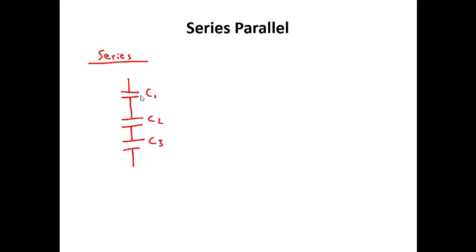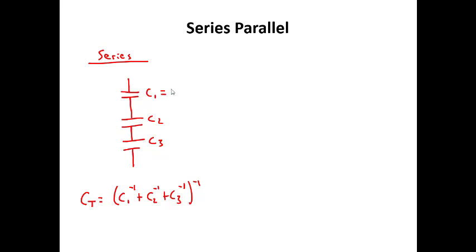When we have capacitors in series, they're going to add like resistors in parallel. So the total capacitance is going to be C1 to the negative 1 plus C2 to the negative 1 plus C3 to the negative 1, all to the negative 1 power. So capacitors in series add like resistors in parallel. And the idea here is, let's say that we have some different capacitors.